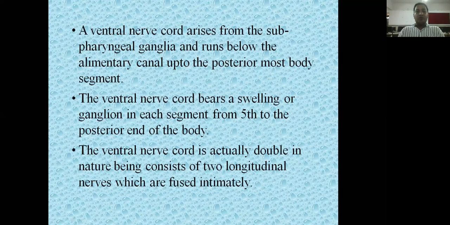The ventral nerve cord is actually double in nature, consisting of two longitudinal nerves which are intimately fused. What is the meaning of double in nature? The nerve cord is simply two nerve cords which are highly fused together. When we dissect it, we can see the structure of the two nerves which are highly fused together.